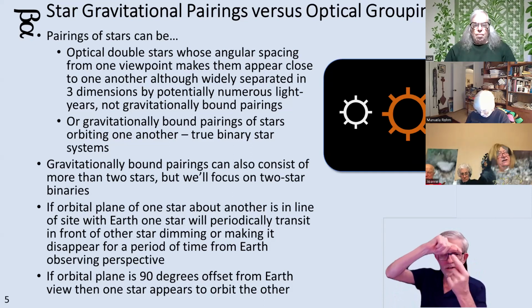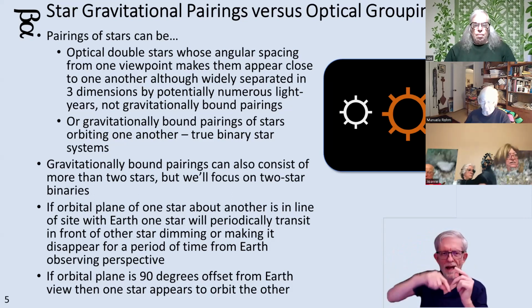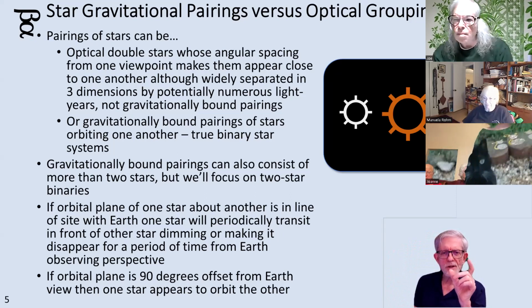And then there are gravitationally bound pairings of stars. This is where one star is orbiting another star, like within a light year or so of it. So they're close, and they can actually have their orbital center between the two stars, and the two stars don't really orbit one another. They orbit each other.